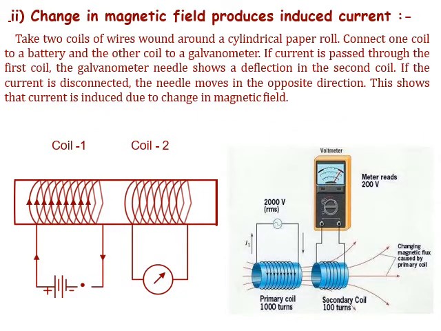The second method of producing induced current is that a change in magnetic field produces induced current. For example, take two coils of wire wound around a cylindrical paper roll. Connect one coil to a battery and the other coil to a galvanometer. If current is passed through the first coil, the galvanometer needle shows a deflection in the second coil. If the current is disconnected, the needle moves in the opposite direction. This shows that current is induced due to change in the magnetic field of the first coil.